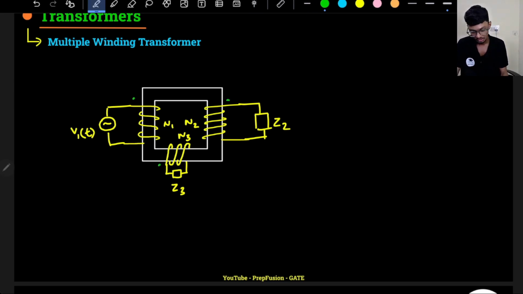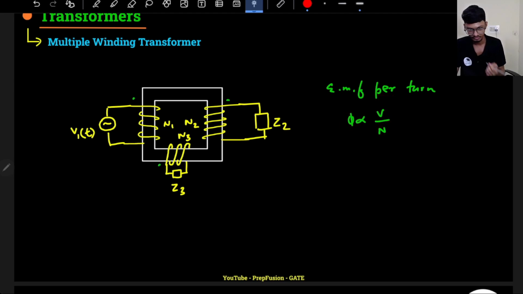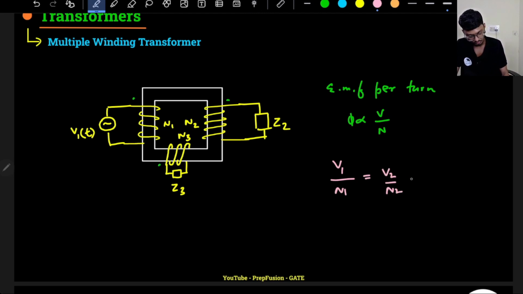That we already know. The EMF per turn will be the same. That is basically the flux, because I know flux is proportional to voltage divided by the number of turns. So flux is constant, as voltage and number of turns are fixed. So that's why EMF per turn will be the same in all the windings. So V1 by N1 will be equal to V2 by N2, will be equal to V3 by N3. This will always follow no matter what.